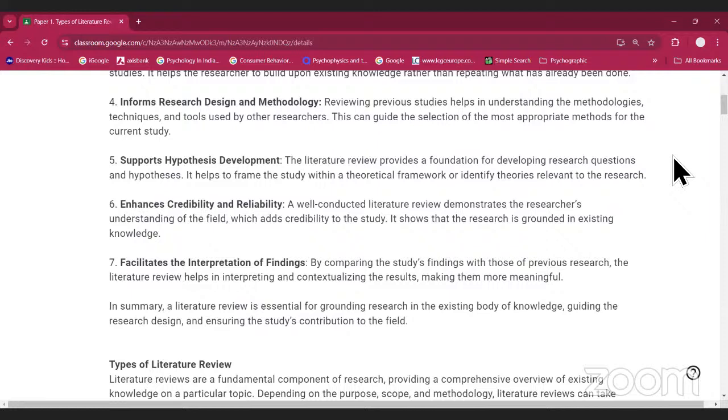Number 7, facilitates the interpretation of findings. By comparing the study's findings with those of previous research, the literature review helps in interpreting and contextualizing the results, making them more meaningful. In summary, a literature review is essential for grounding research in the existing body of knowledge, guiding the research design, and ensuring the study's contribution to the field.